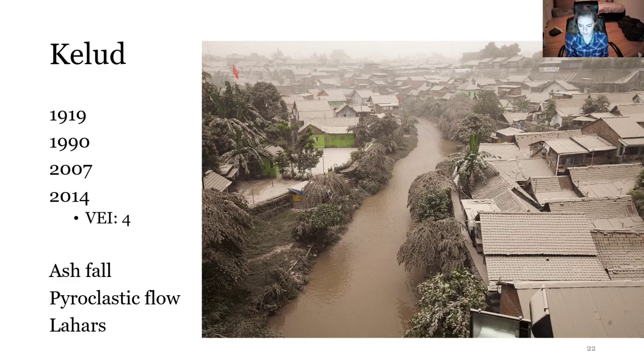And Khulud is a volcano that erupts relatively frequently. So I put some of the more devastating eruptions in recent history, but it has erupted before this, at a consistent basis, basically. So the 1919 eruption had very deadly lahars. There were around 5,000 people killed with that eruption. In 1990, there were several pyroclastic flows. In 2007, this was a non-explosive eruption.